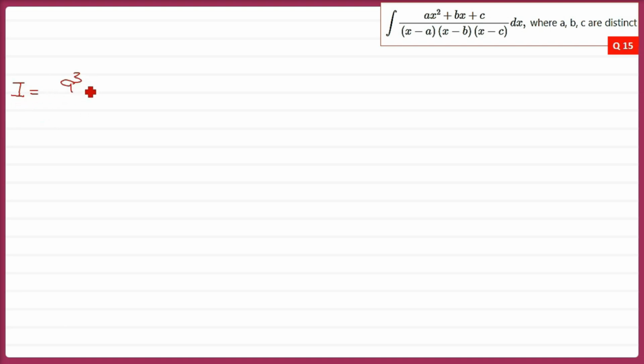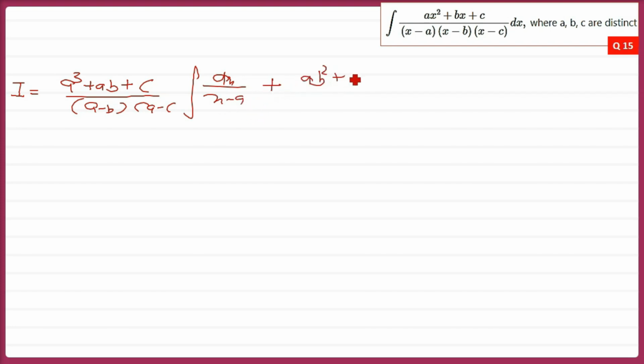A was, if you remember, a cube plus ab plus c divided by a minus b into a minus c. What is being integrated? Whatever is inside, this will be dx divided by x minus a. Now coming to the other one, which is ab square plus b square plus c divided by b minus a into b minus c. And what is being integrated? dx divided by x minus b.